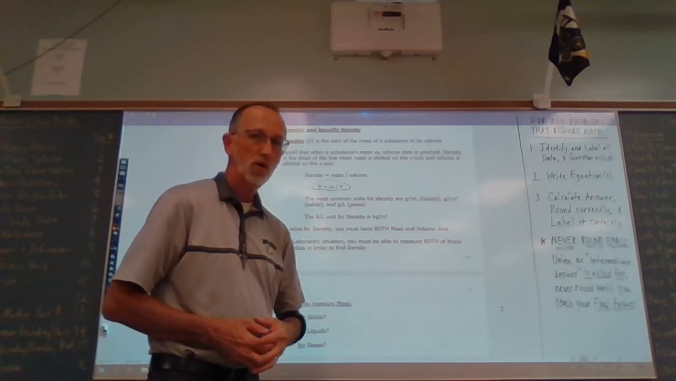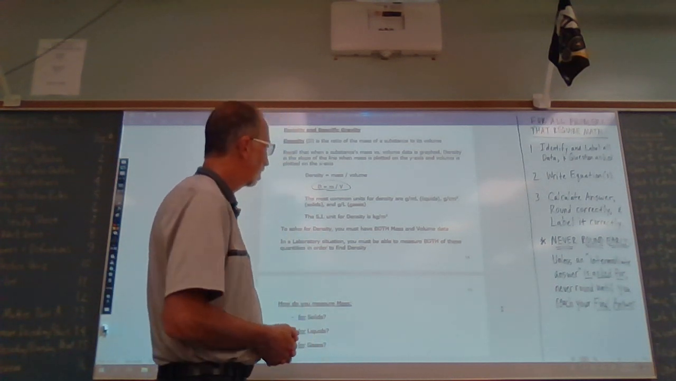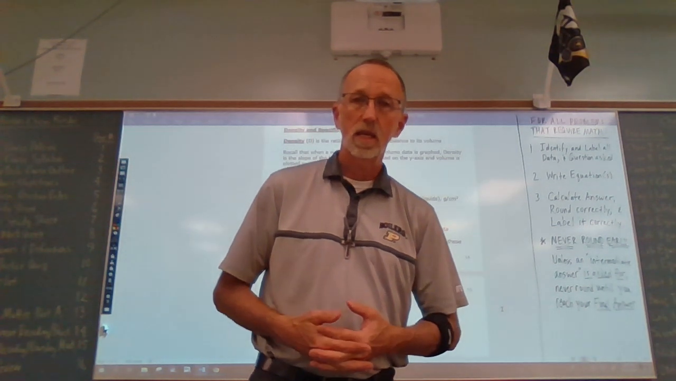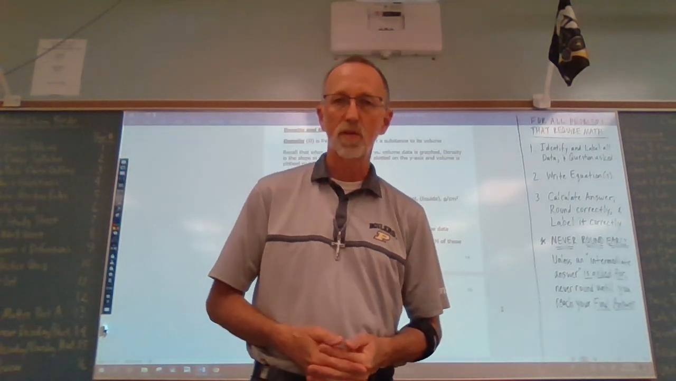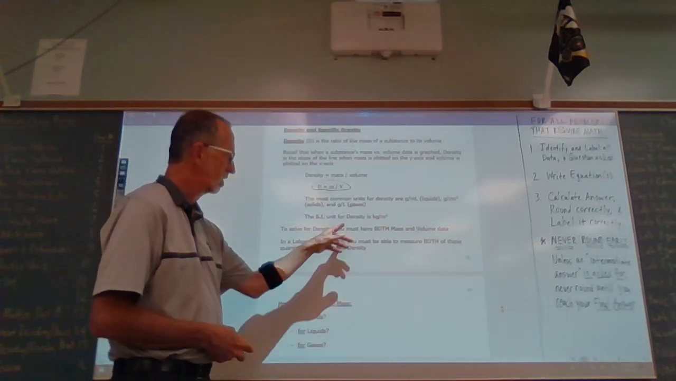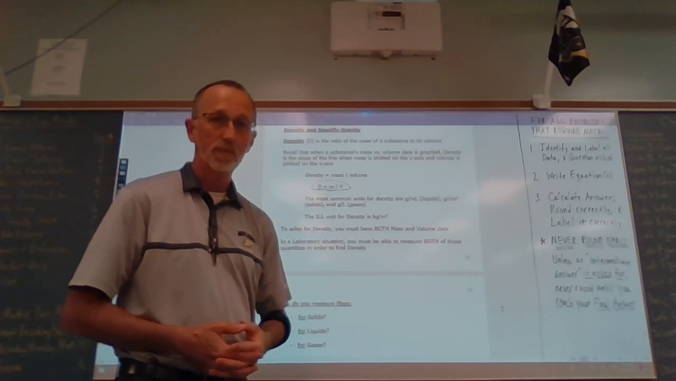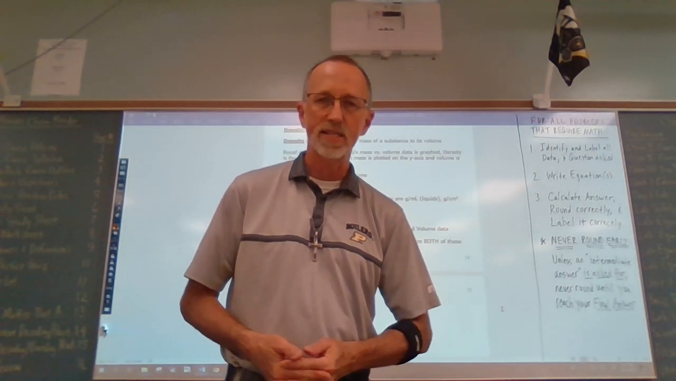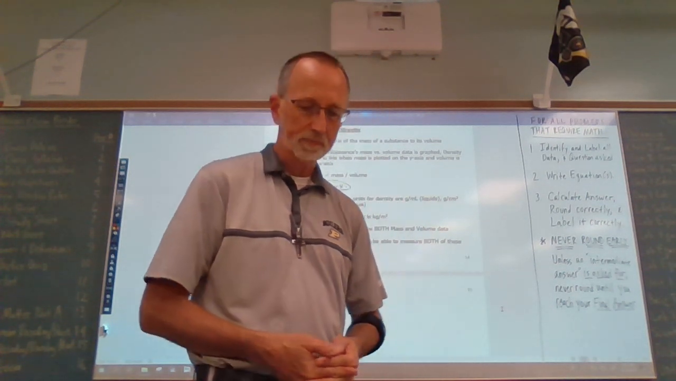Grams per centimeter cubed for solids. Grams per liter for gases. But honestly, any unit that expresses mass over volume is an appropriate unit for density. Actually, the SI unit, the standard unit, is the kilogram per meter cubed. We rarely use that because those are both very large quantities that we hardly ever use in chemistry, but that is the standard unit.